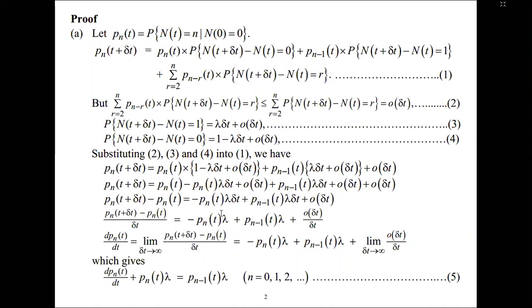As delta t approaches infinity, this will remain because there's no delta t here. And this also will remain. But as delta t approaches infinity, this one will approach 0. So that's why that term disappears here.